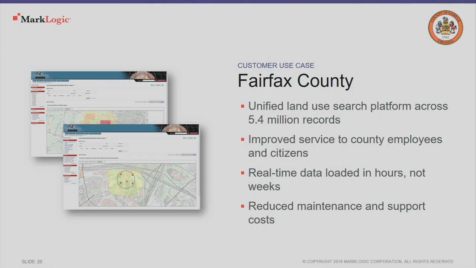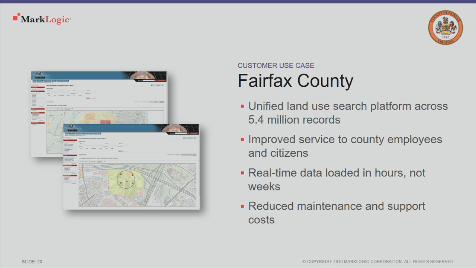Customers are using MarkLogic's geospatial capabilities to do some pretty neat things today. Fairfax County, David talked a little bit about that earlier this morning. They have a search platform that searches over 5.4 million records. So Fairfax County developed this repository so that land developers and residents could access real-time information about zoning changes, land ordinances, as well as property histories.